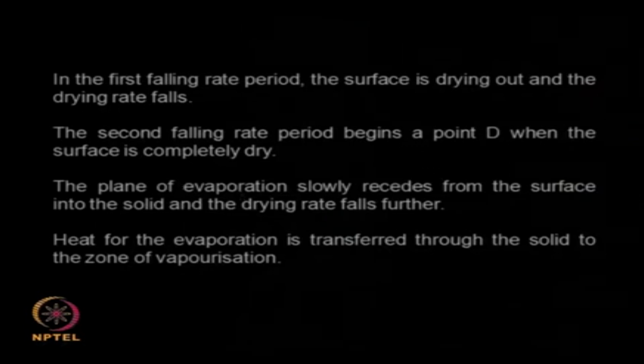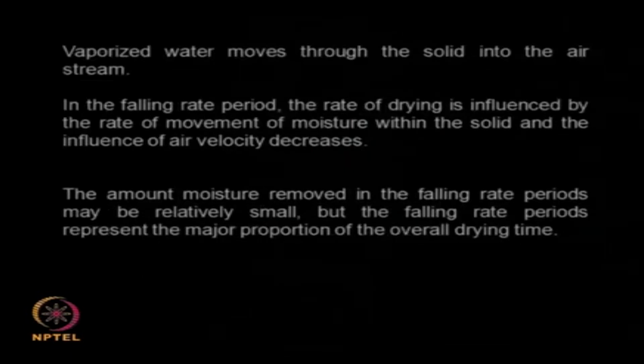So there is a zone of vaporization taking place, so it becomes difficult for the moisture present in the interstices to get evaporated. So in the falling rate period, the rate of drying is influenced by the rate of movement of moisture within the solids, and the influence of air velocity decreases actually. So the air velocity which is contributing to the drying decreases, so it is only the diffusion.